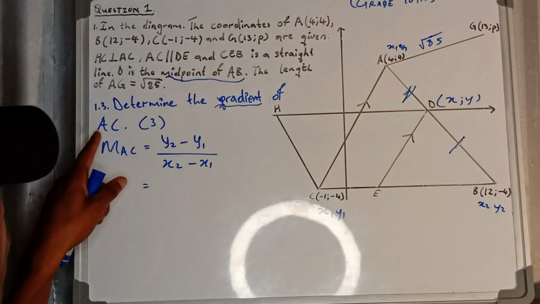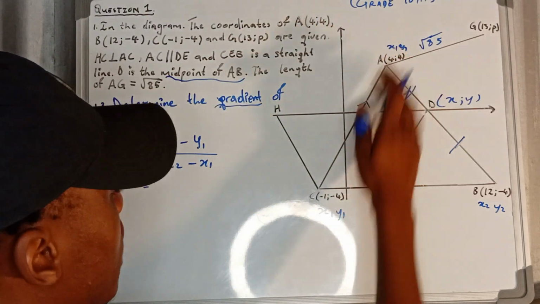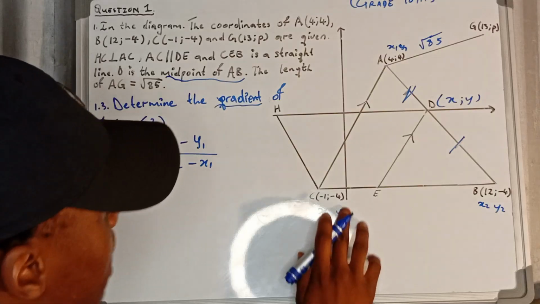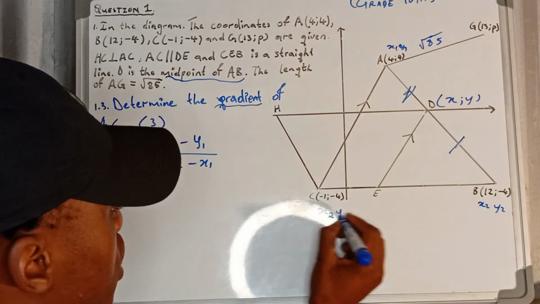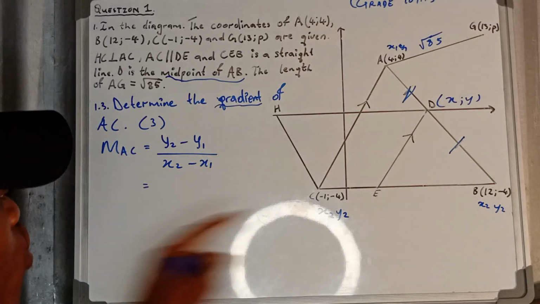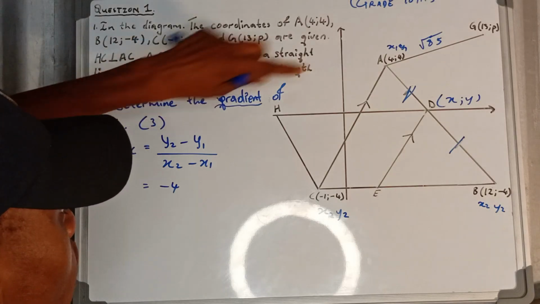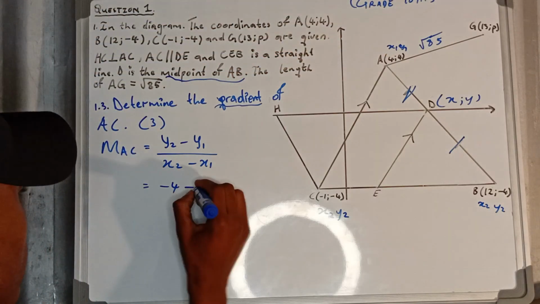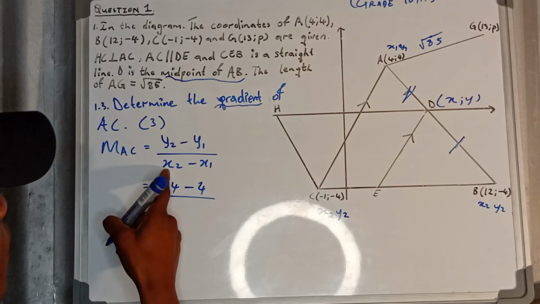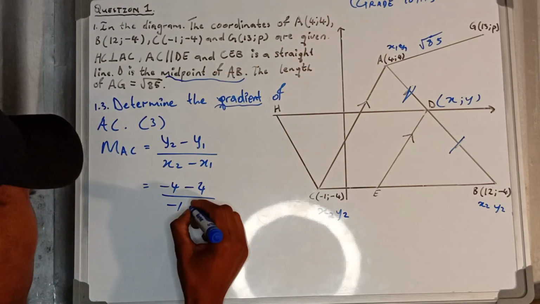Equals to. Now, you focus on AC. Where is AC? Here it's AC. Already we have named here that this will be X1. That cannot be X1 and X1, so you must change the other coordinates. That will be X2. What is Y2? Y2 is -4 on C. And what is Y1? Y1 is 4. That will be -4 minus 4, divided by X2, which is -1, minus X1. What will X1 be?